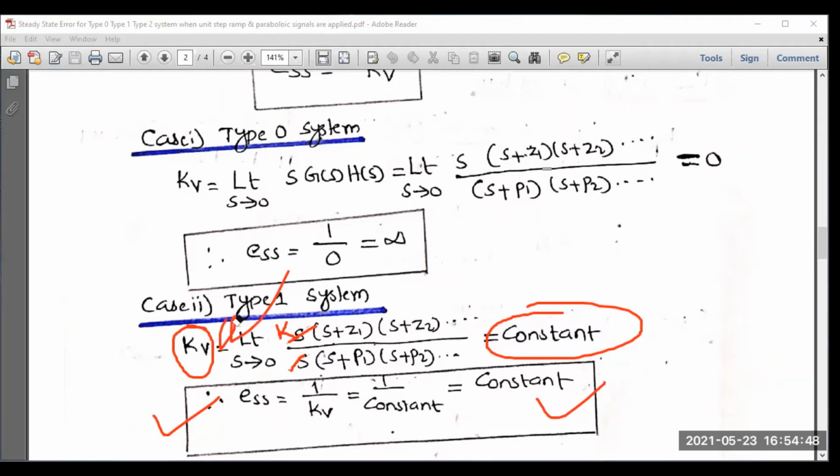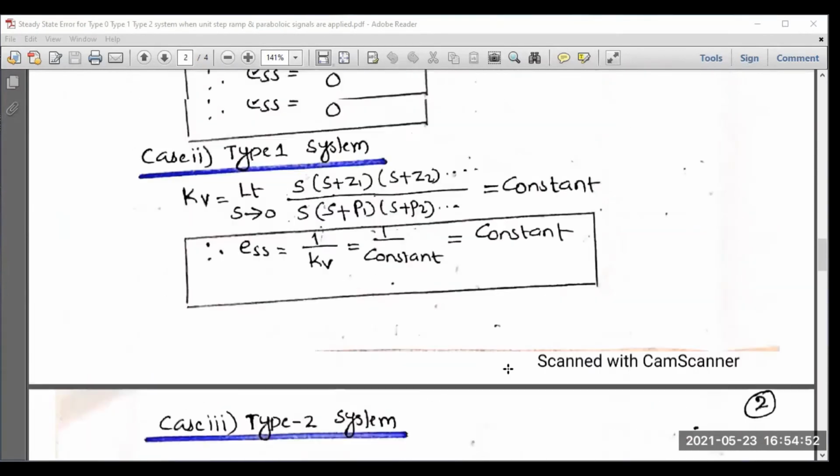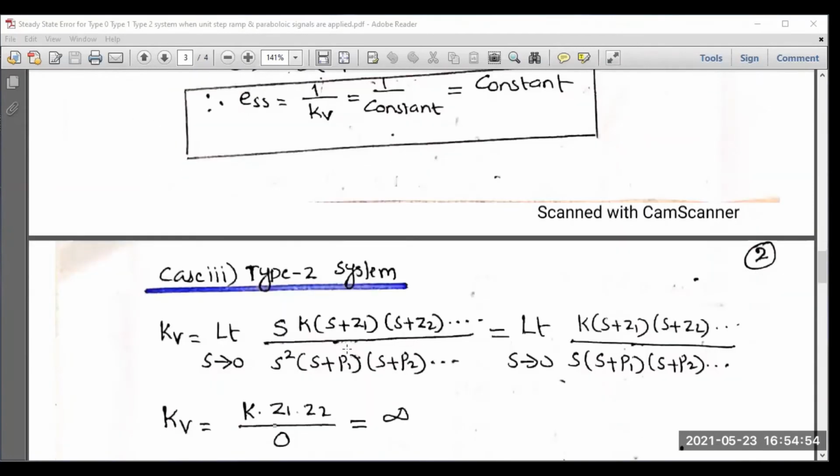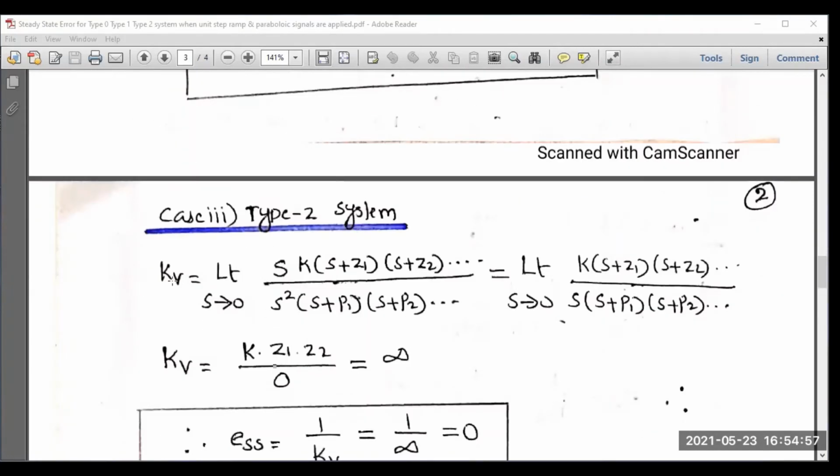So let me discuss the type 2 system. Consider the type 2 system. So you have to write the general formula for velocity error constant: limit s tends to 0, s into k into s plus z1 into s plus z2 divided by, here you have to write s square because it is a type 2 system now. So s square should be written: s square into s plus p1 into s plus p2. So what is going to happen? Here s and s will get cancelled. Only one s will be remaining.